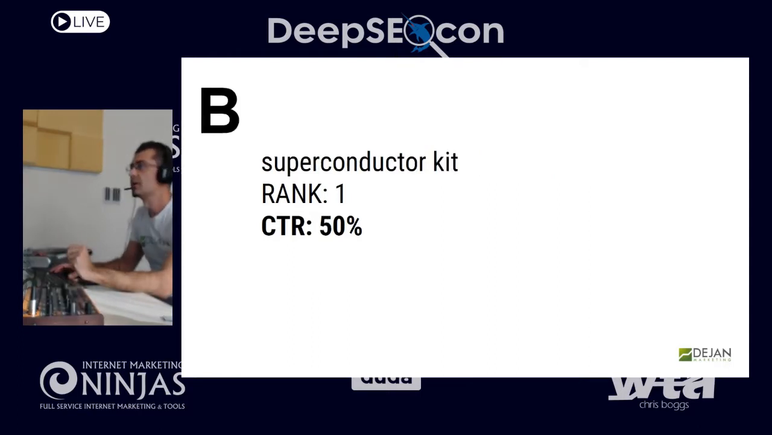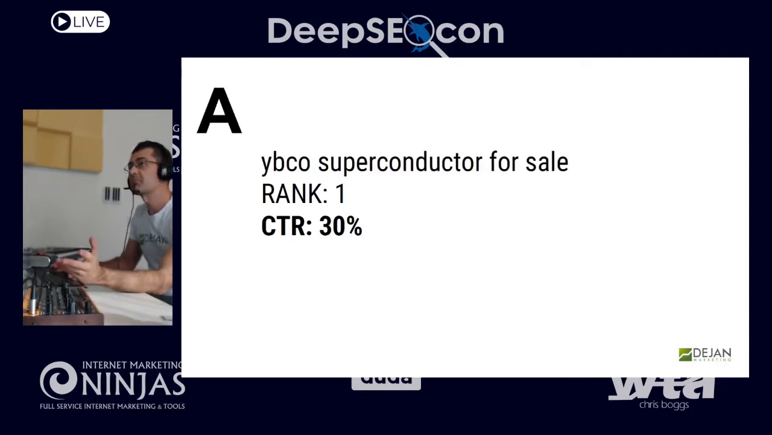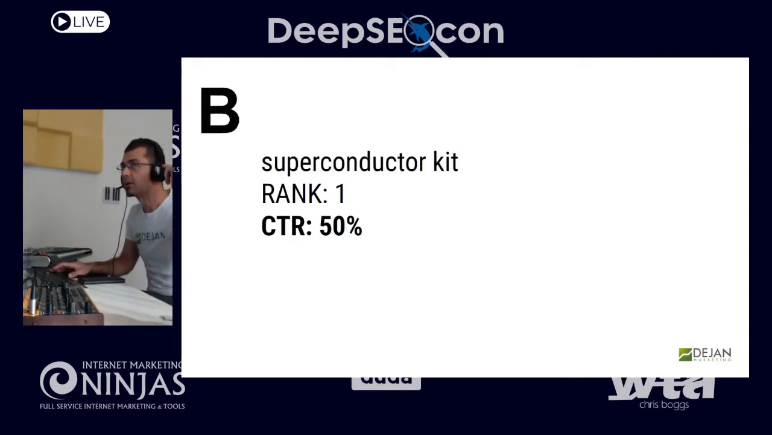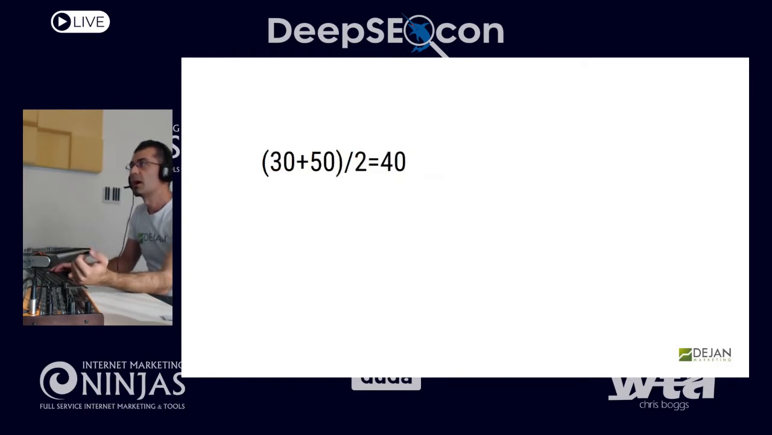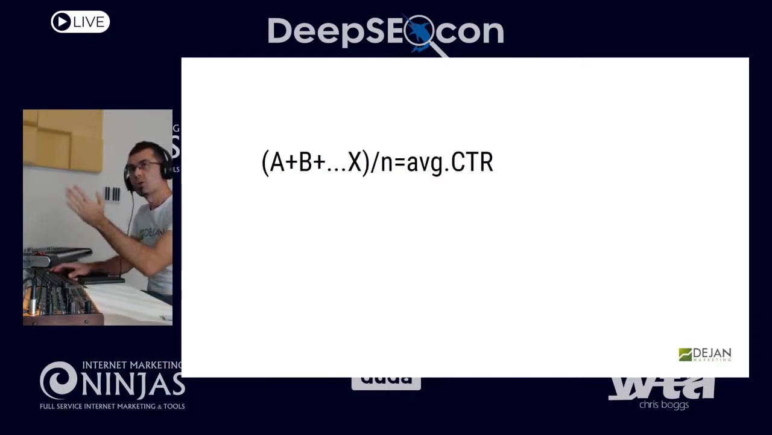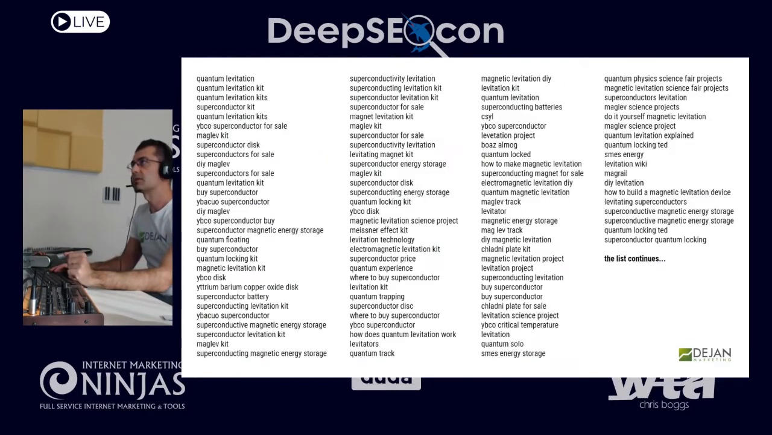Then we've got a second query. Superconductor kit ranks number one. Click-through rate is 50%. Same position, 30%, 50%. So you're already wondering what's going on. One of our first steps is to actually just add them up, average them out, and come up with what our average click-through rate is. This is not exactly a complicated activity. You can do it in an Excel spreadsheet. And you want to repeat that process across all of your queries and average them out so you can come up with an average click-through rate.